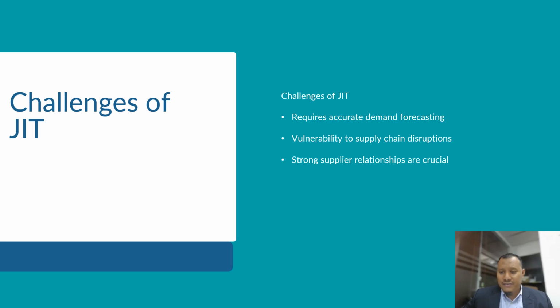But it also comes with challenges in JIT. The first one is that it requires accurate demand forecasting. This needs to be communicated with your supplier very well, because they need to know exactly how much you want them to deliver to you. So this requires accurate demand forecasting so that you will not receive an excessive quantity of product or a shortage of the product.